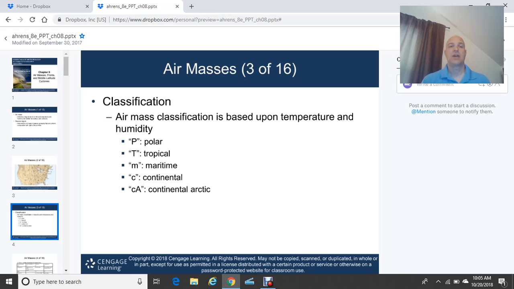If we combine the continental, lowercase c, and the maritime, lowercase m, we usually combine continental or maritime with either tropical, capital T, or polar, capital P. So we combine letters like we're showing here with the continental Arctic air. And there'll be more to follow as we move along in this lesson.